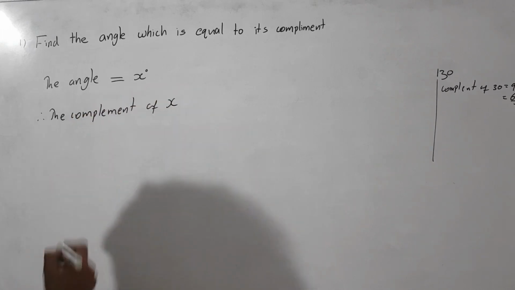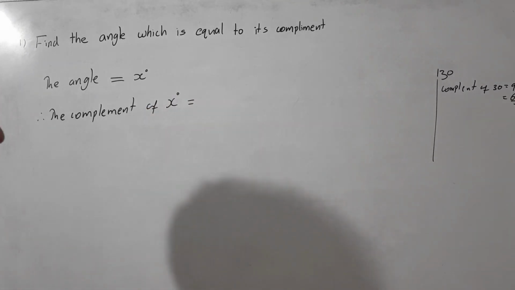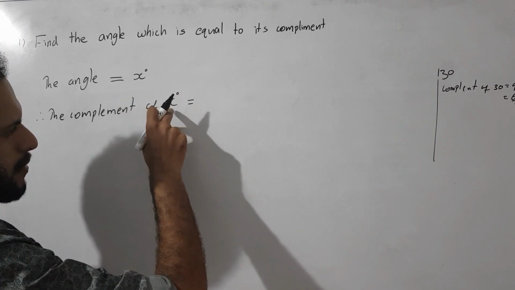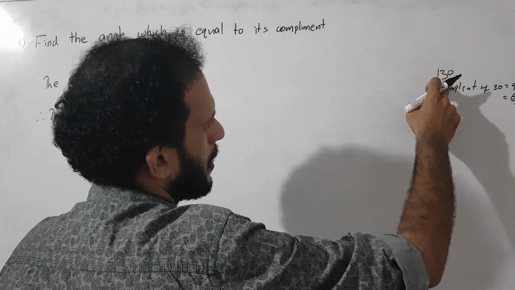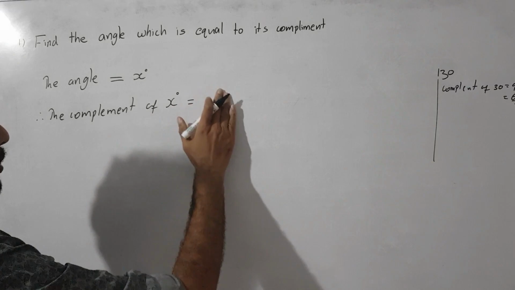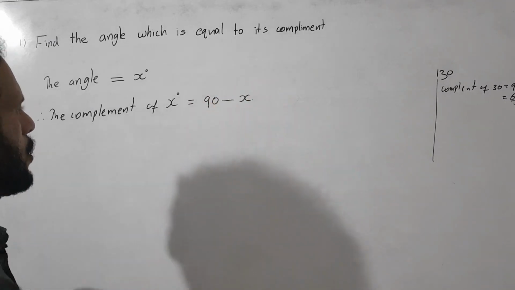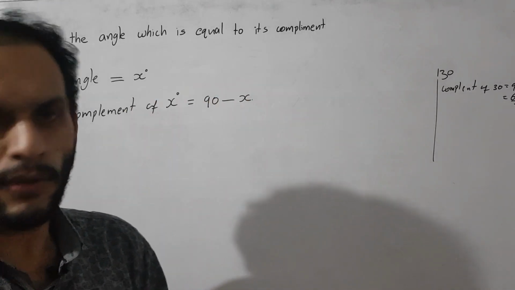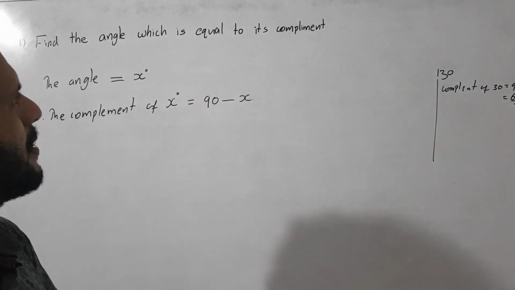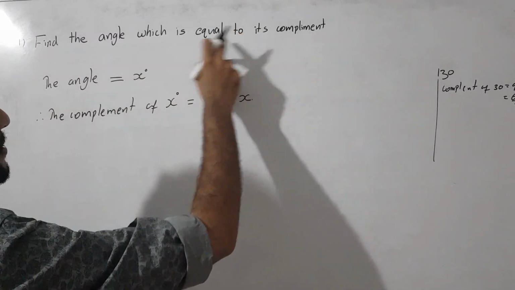So what is the complement of x? To find the complement of 30, we subtract 30 from 90. So the complement of x is 90 minus x. The angle measurement is x, and the complement of x is 90 minus x. Then what is given in this question? The angle and its complement are equal.